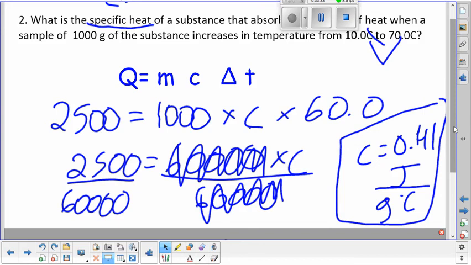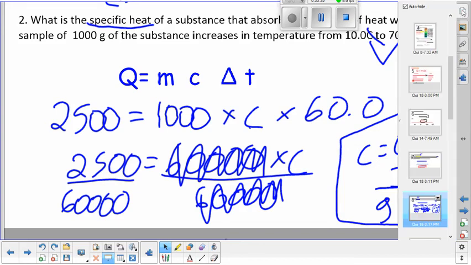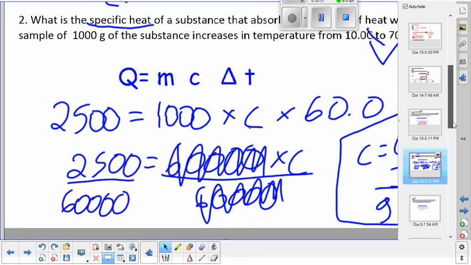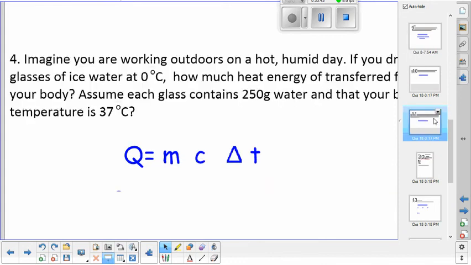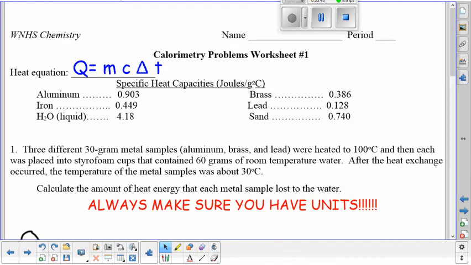Now, a couple of things. For practice tonight, you're going to be working on, where's that worksheet? There it is. Your title at the top is different. It's called Heat Equation Problems, worksheet number 1 is the next page. This guy right here.